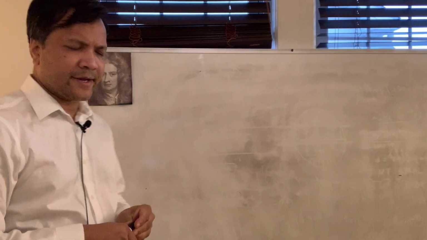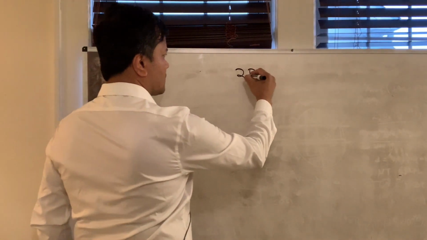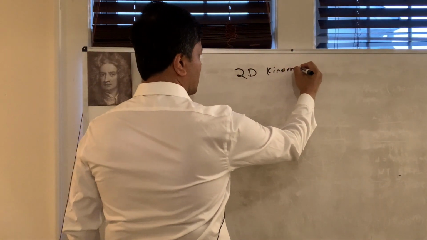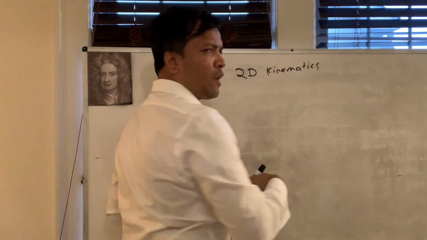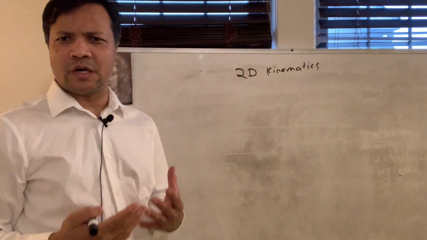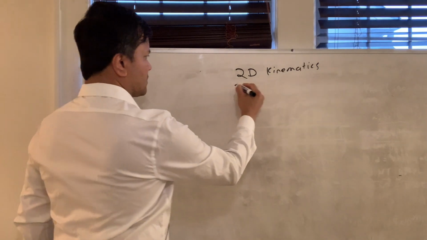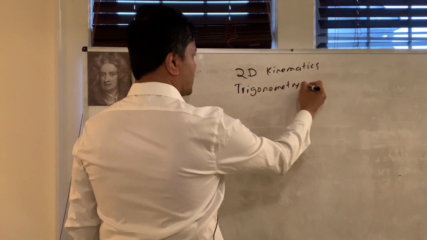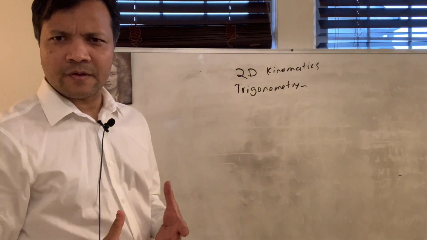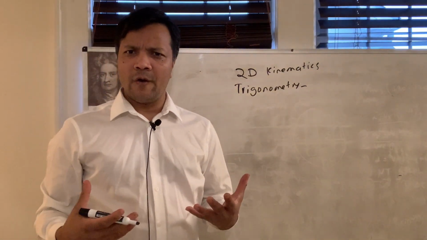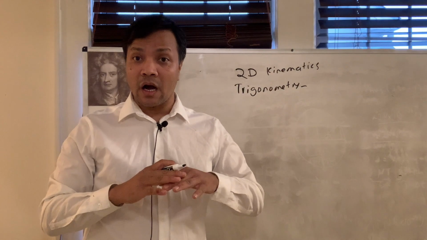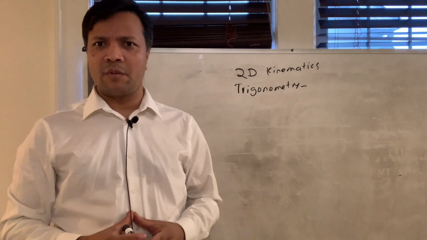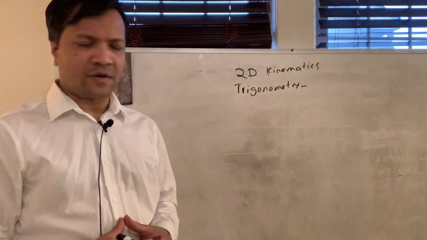Welcome to 2D kinematics. When we talk about 2D kinematics, we actually talk about trigonometry. In fact, trigonometry is the language of 2D kinematics. It is impossible to solve 2D kinematics problems without trigonometry.